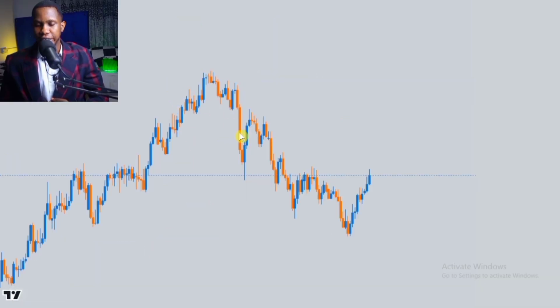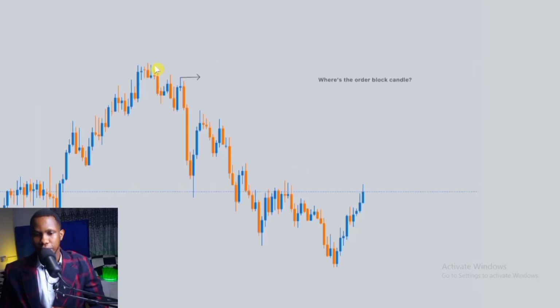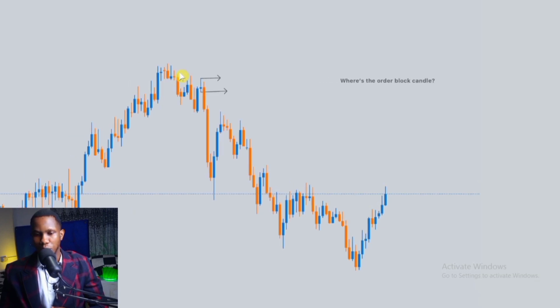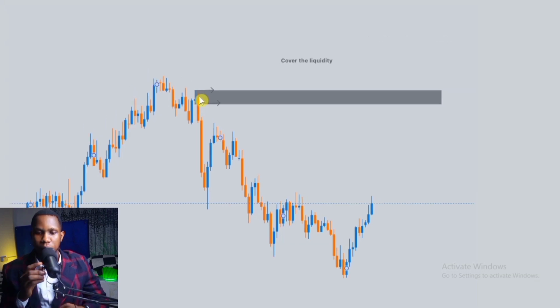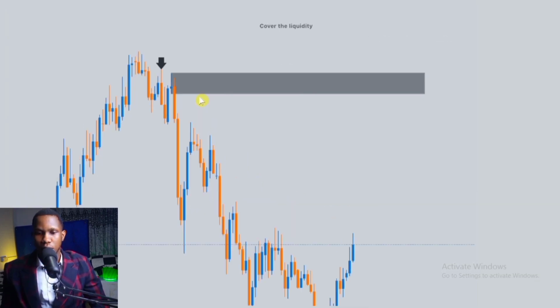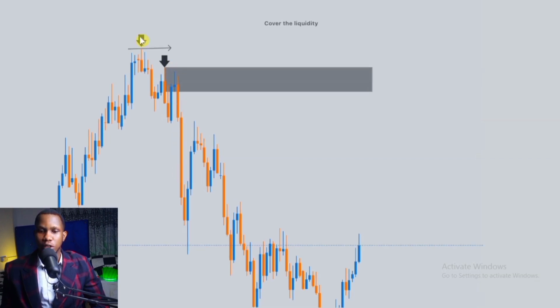Now we have another example of this here, a movement to the downside. And where is your order block? Here, the high and the low of this candle. So traders will map out this particular candle. Probably if they want to cover the liquidity, they will cover only this particular one, and they tend to forget this particular liquidity here.